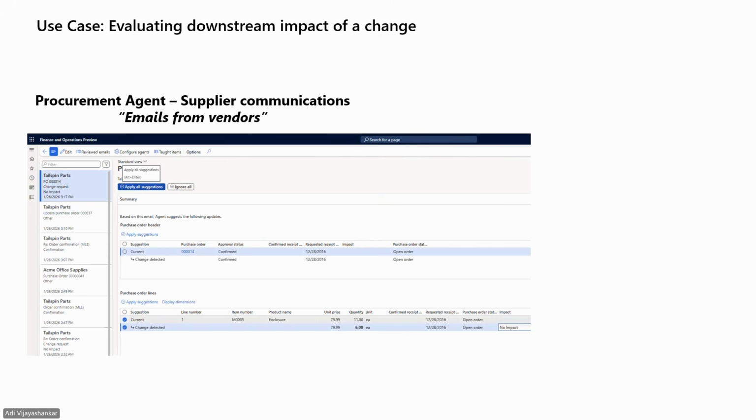So the impact analysis has been integrated into the supplier communications emails from vendors workspace, as well as the purchase order preparation workspace in the vendor collaboration module. In both workspaces, an additional column called impact has been added to show if there's a change or if a change has impact or no impact. For changes with impact, purchasers will also be able to see more information about what that impact is, which we'll see later on in the demo.